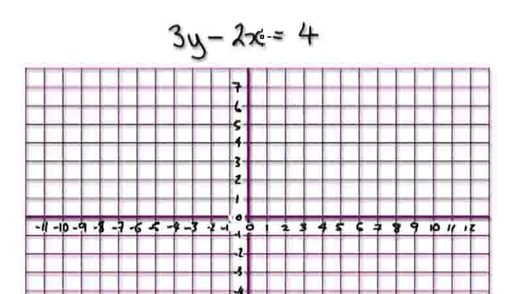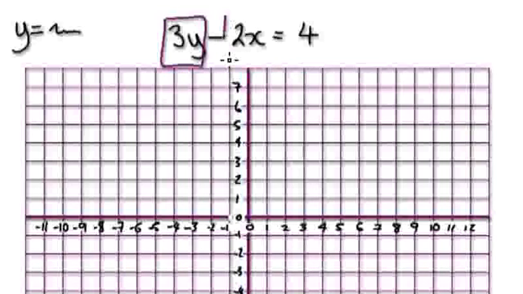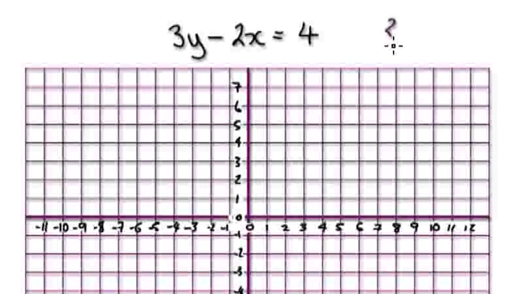Okay, to do this here, rearrange it so that y is on its own. Y equals blah blah blah. So at the moment, visualize this as one block, take away this block, equals this block. So add 2x to both sides. So 3y equals 4 plus 2x, and then divide both sides by 3.